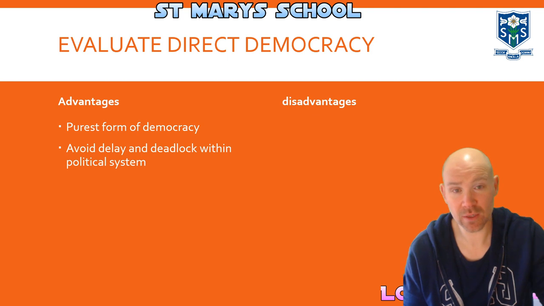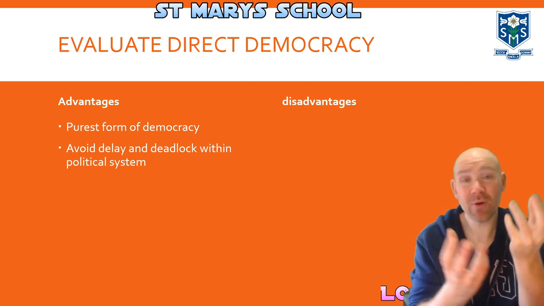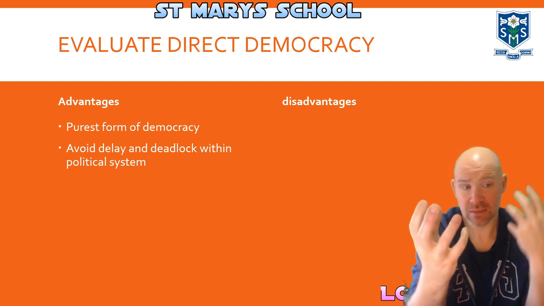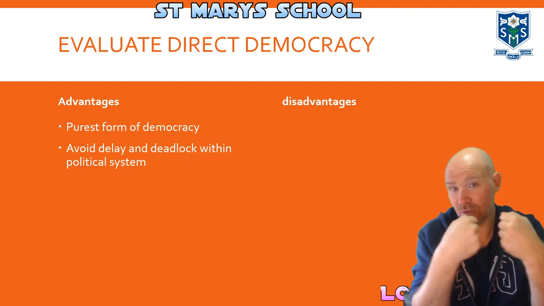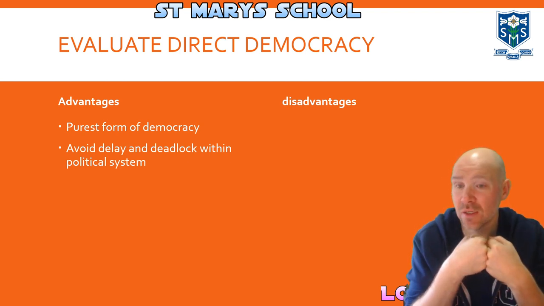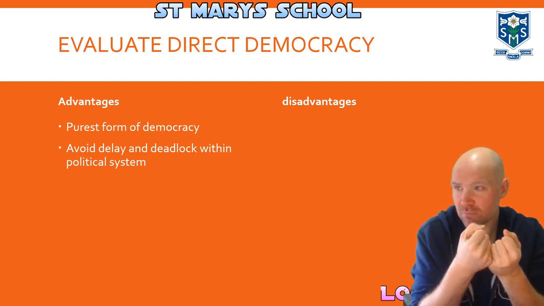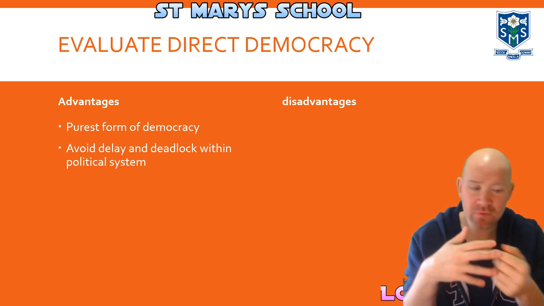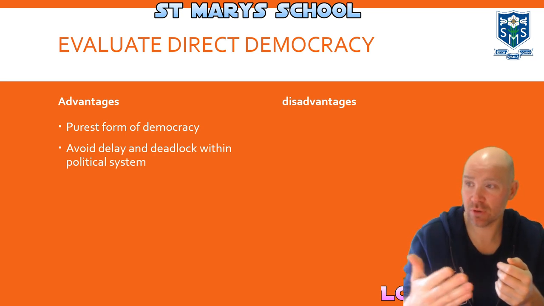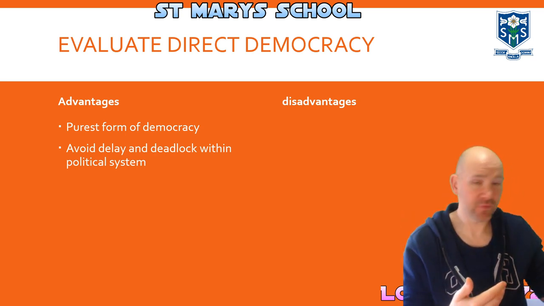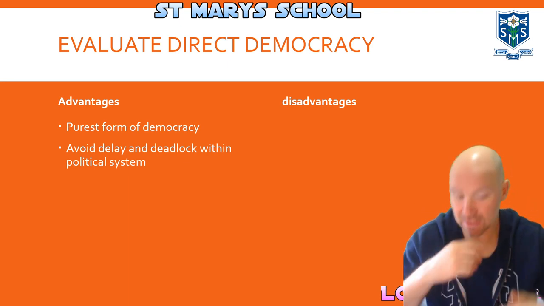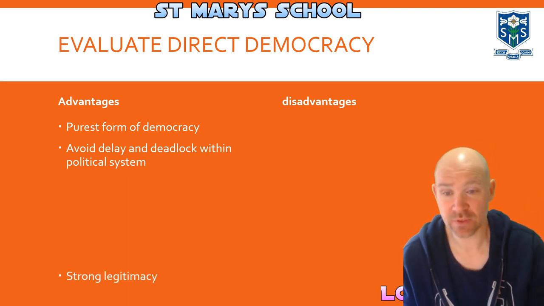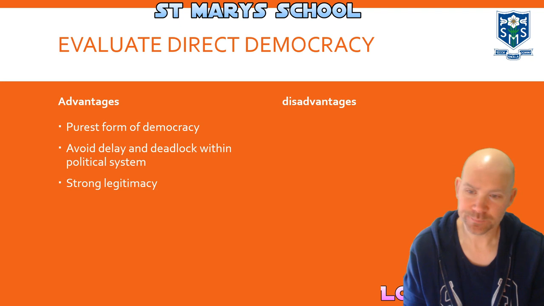especially if you think about America, where you've got a very strong bicameral system, Senate, House of Representatives. When these two houses butt against each other, you can get locked, you can get stuck. With direct democracy, theoretically, if every decision is made on a simple majority, have you got 50%? You take out this delay and deadlock, and decisions can be made relatively quickly with a simple vote.